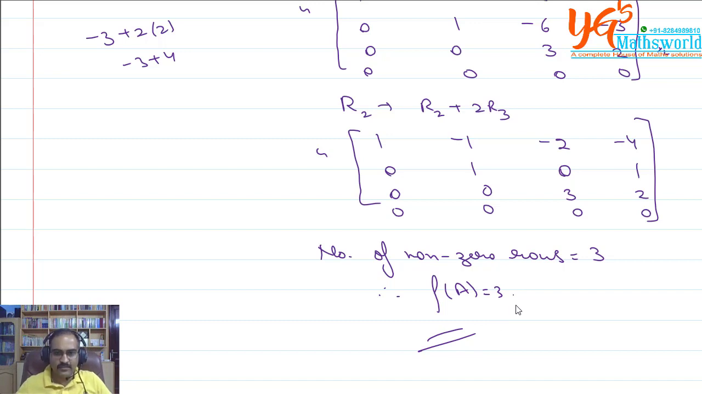Now, in the next session, we are going to start with the normal form. In that normal form, we again have to apply elementary transformations. They will be both row and column operations.